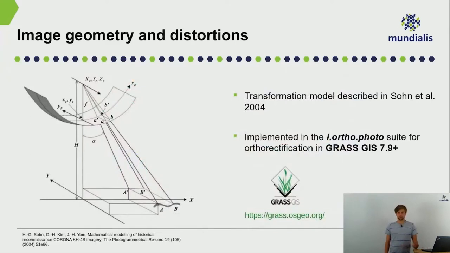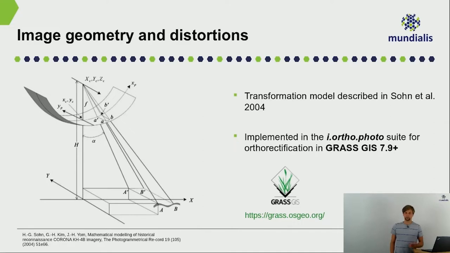So what is necessary is a transformation model that deals with this, and this is done basically by a cylindrical shape that represents the physical film surface to be put in this transformation model. Such a model was already introduced in literature by Zhou et al. in 2004. However, in this project, we didn't find any implementation in free and open source software. Because of this, we implemented this model in the i.auto.photo suite in GRASS GIS.